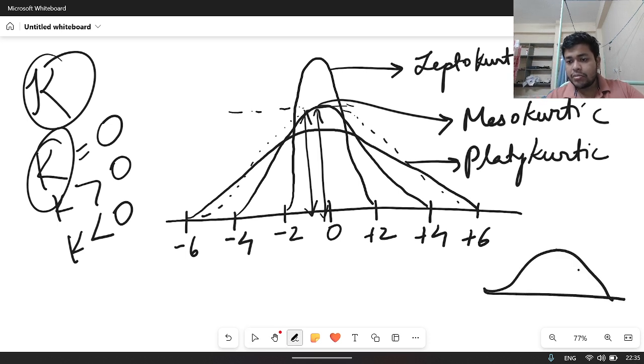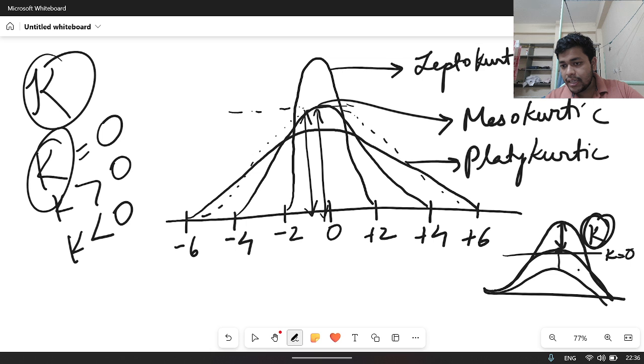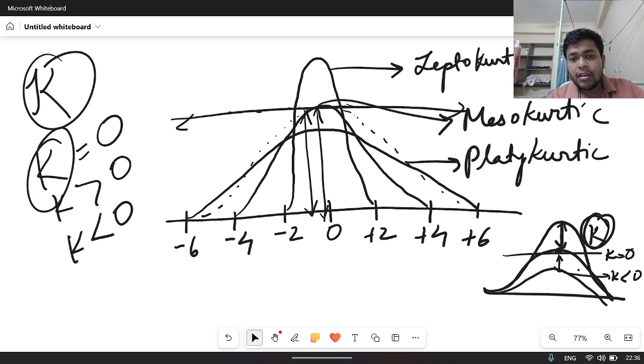If this is the highest point of the normal distribution, this is one graph. This distance is represented as K, tailedness. If this distance is above, then K is positive. If this distance is at the same level, then K is 0. If this distance is less, then K is negative. So in this case, leptokurtic, K will be greater than 0. This is the baseline, right? So mesokurtic K is equal to 0 and platykurtic K is less than 0.